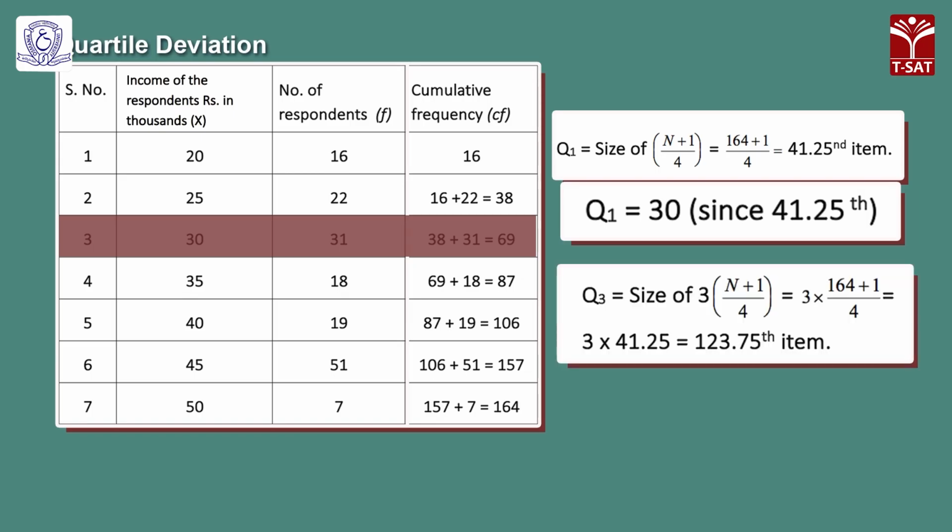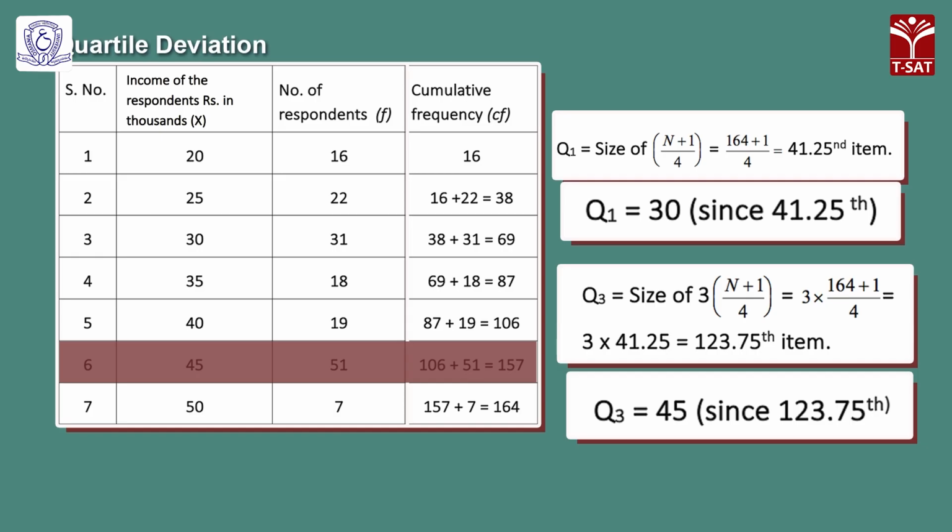Then the third step is to calculate the Q3 value. Q3 is equal to the size of 3 into (n plus 1) divided by 4, which is equal to 3 into (164 plus 1) divided by 4, which is equal to 3 into 41.25, which is equal to 123.75. So this comes in the sixth one because it is greater than 106 and less than 157. So we are going to select the sixth one. So the Q3 value is 45,000.